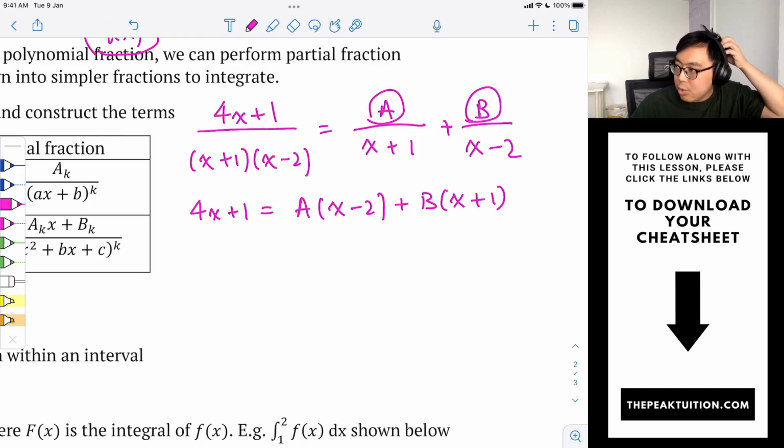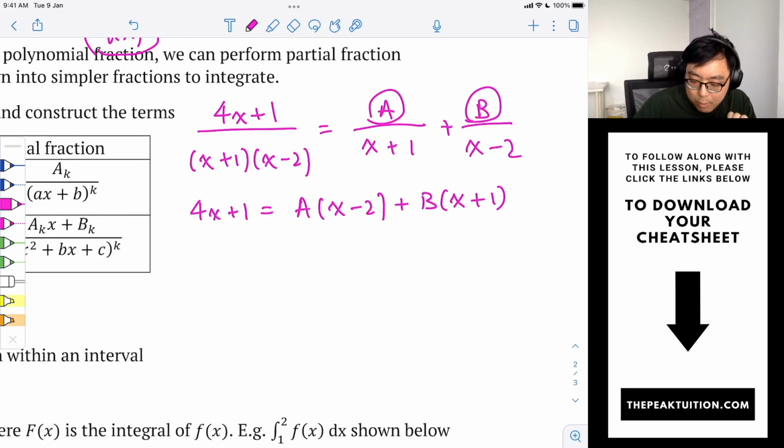So now we can just choose two arbitrary values of x. Because this is an equation, any values of x would satisfy this equation. We can just choose any two values of x, two equations, two unknowns, and we can solve the simultaneous equation. Okay, but for making things simpler, we can choose x smartly.